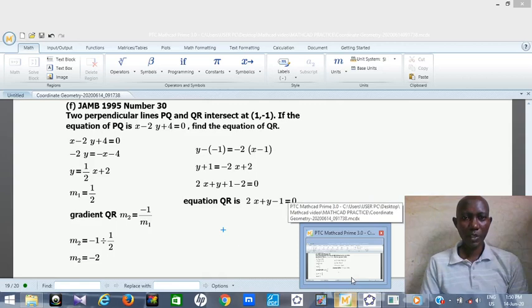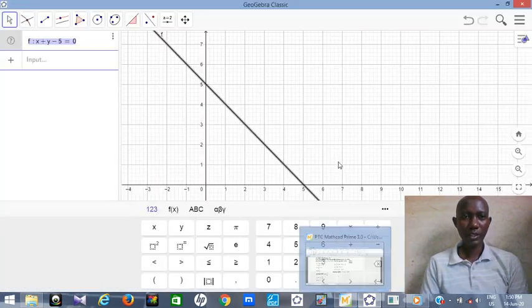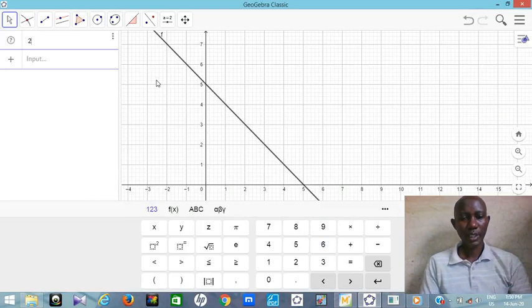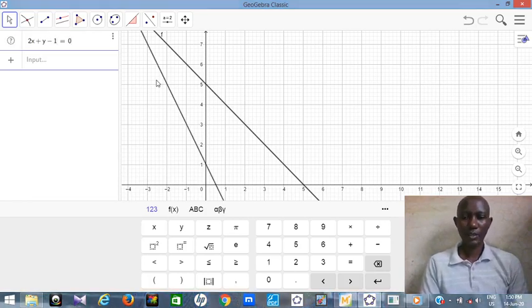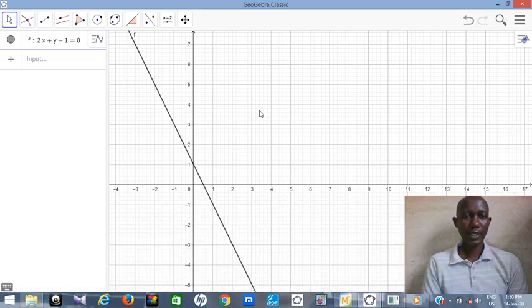I have 2x plus y minus 1 equal to 0. Okay, so that is it. You can see this is the answer we got. It passes through when x is 1, y is minus 1.